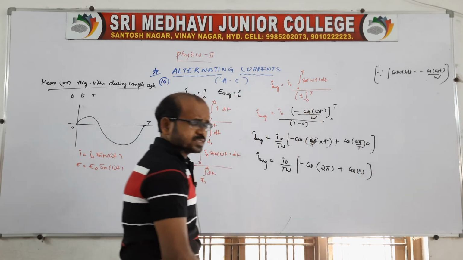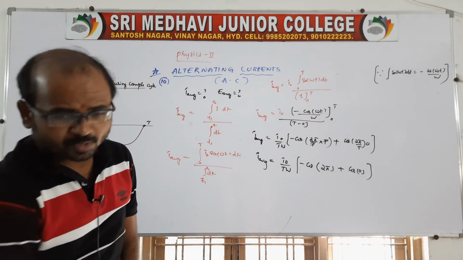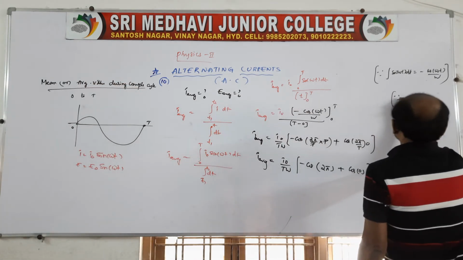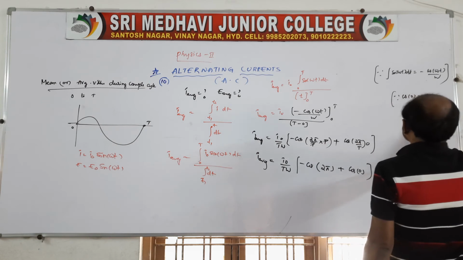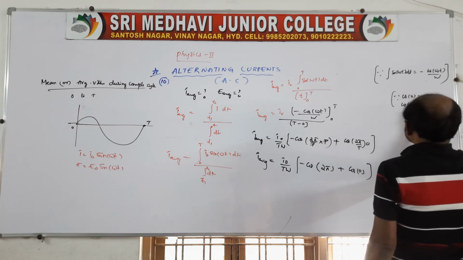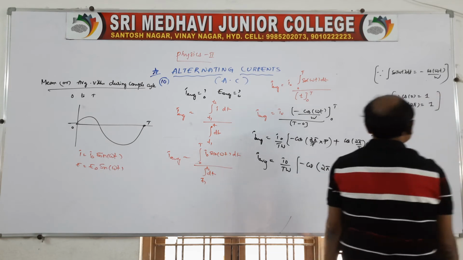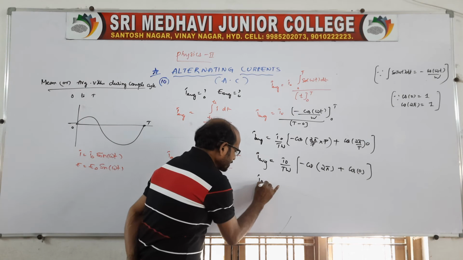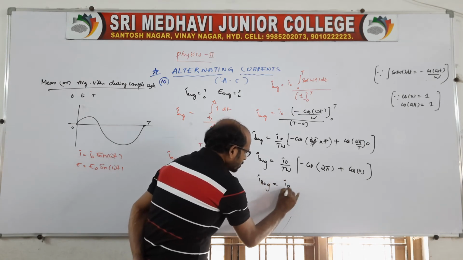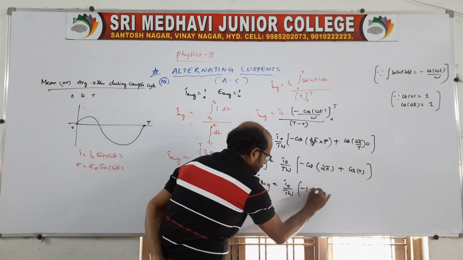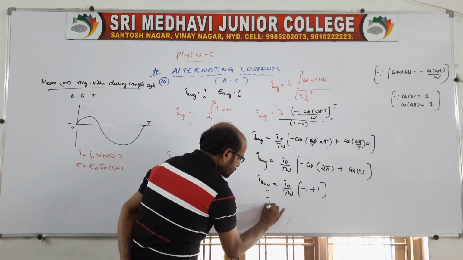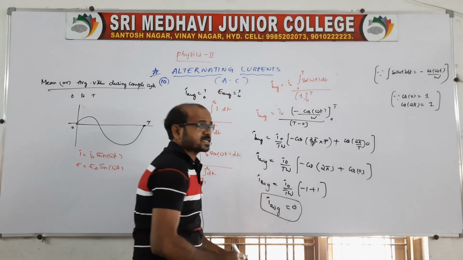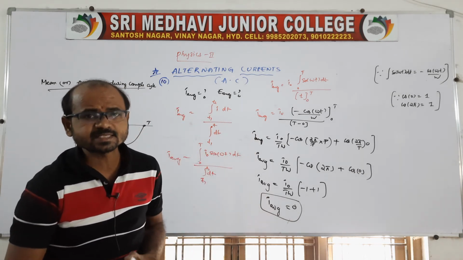Of course cos 0 is 1, what about cos 2 pi? Here you write both values: cos 0 is represented as 1, and cos 2 pi, that is also 360 degrees, will get 1. Both will be 1. So the I average during the full cycle is equal to I naught by T omega into minus 1 plus 1. Minus 1 plus 1 becomes 0, therefore I average is 0 during the full AC cycle.